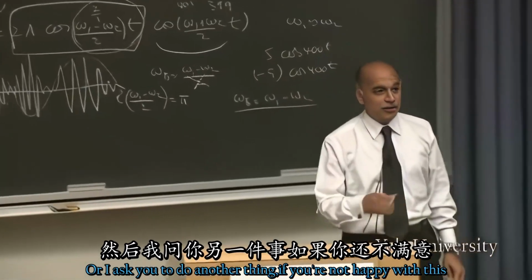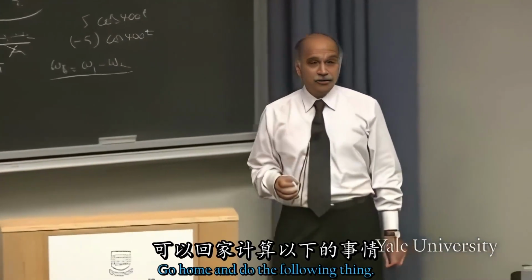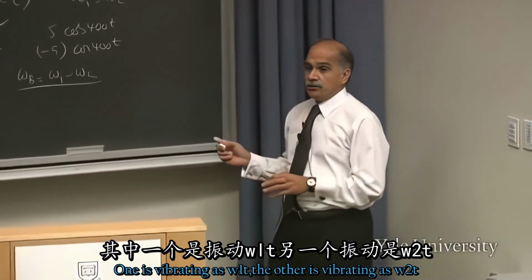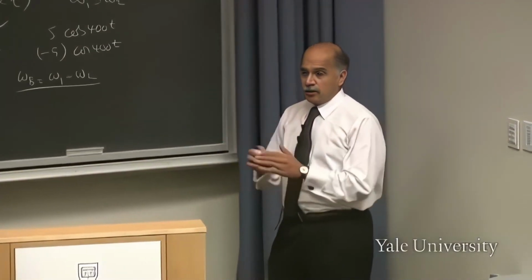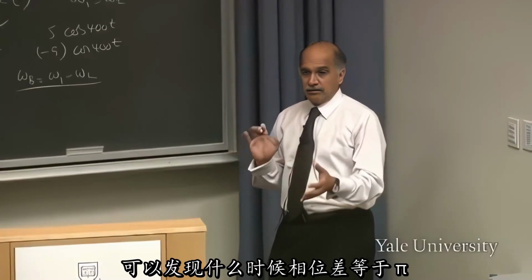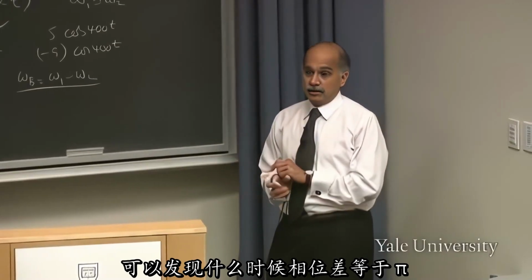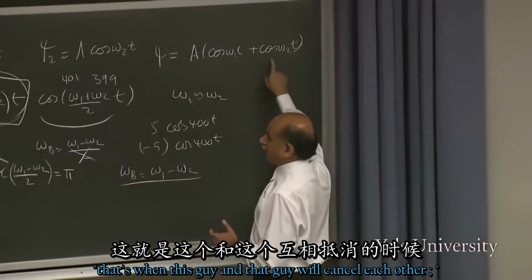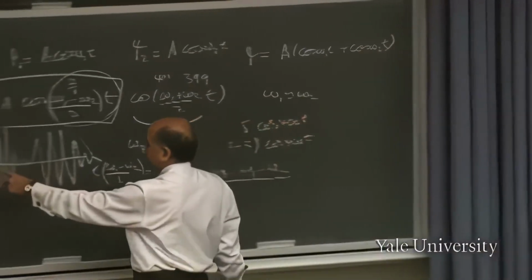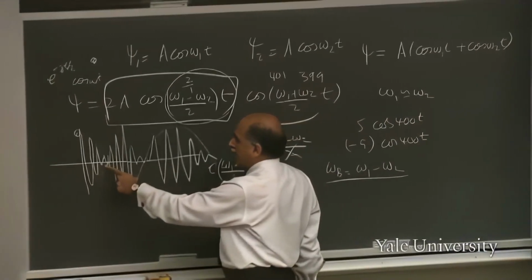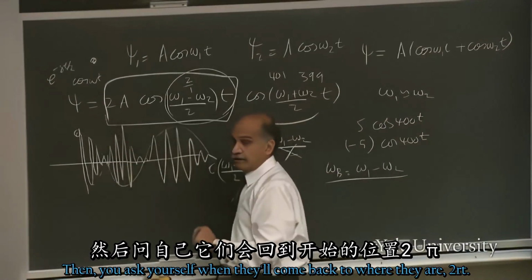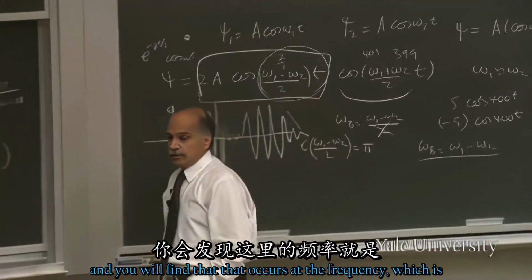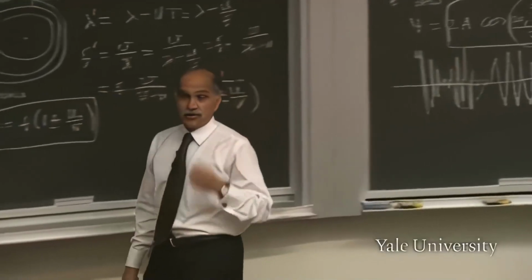Or I ask you to do another thing. If you're not happy with this, go home and do the following. One is vibrating at omega 1 t, other is vibrating at omega 2 t. Find out when the difference between the phase angles is equal to pi. Because that's when this guy and that guy will cancel each other. That's when you come here. Then you ask yourself when they will come back to where they were, 2 pi. Ask for when the difference in phase is 2 pi, and you will find that that occurs at the frequency which is what I told you.